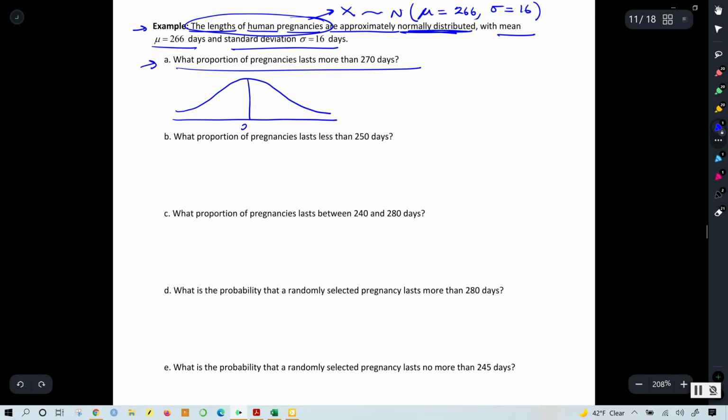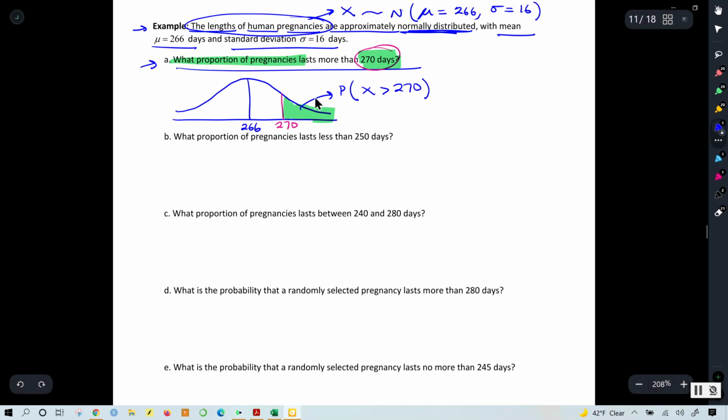I will locate the center, 266, and I would like to locate 270. And I'm interested in the proportion of pregnancies that last more than this number of days. So that will be the area to the right. So, the proportion that lasts more than 270 days.